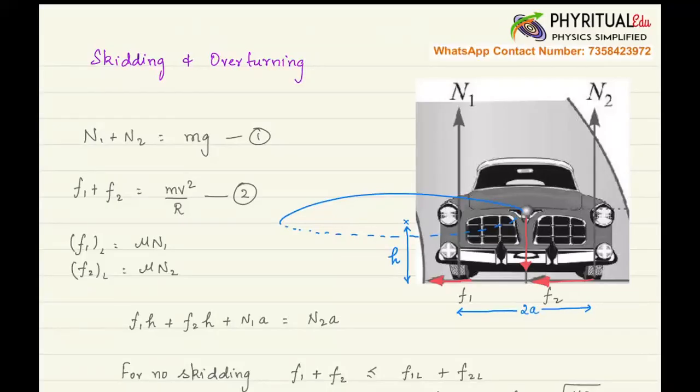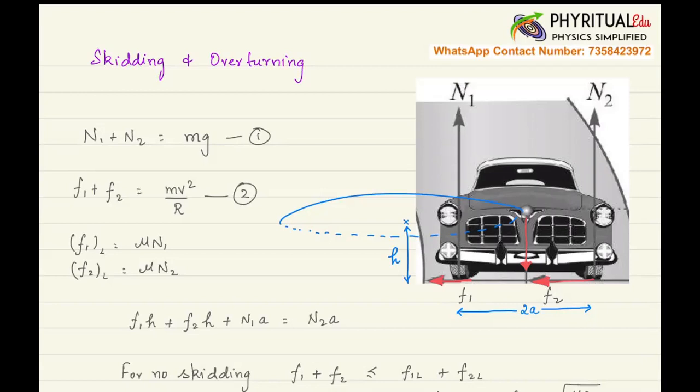Another interesting physics application in a practical scenario: a car trying to take a turn on a level horizontal road. It's a four-wheeler. So we'll assume the center of mass of the car, look at the diagram, is at a height h above the ground, and the wheelbase, meaning the separation between the two wheels, I'm taking to be 2a. And let's say the car is taking a turn with a speed v.